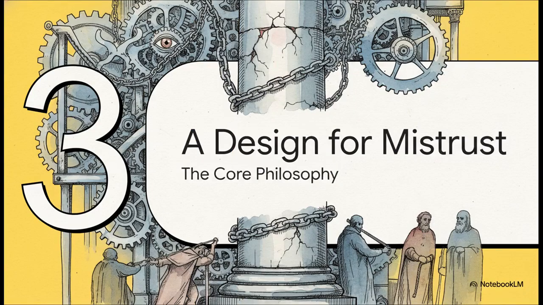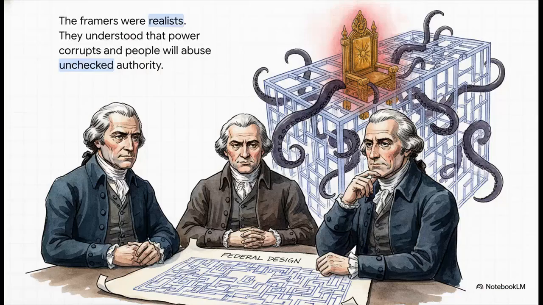So why all this complexity, right? Why this tangled web of checks and balances and divided powers? To really get that, you have to look at the core philosophy that was driving the entire design. The framers were not optimists. Not at all. They were stone-cold realists. They had this really pragmatic, almost skeptical view of human nature. They knew from history and from their own lives that power corrupts, and that even people with the best intentions will abuse authority if you let them have it unchecked.